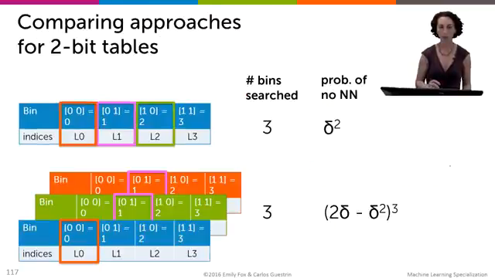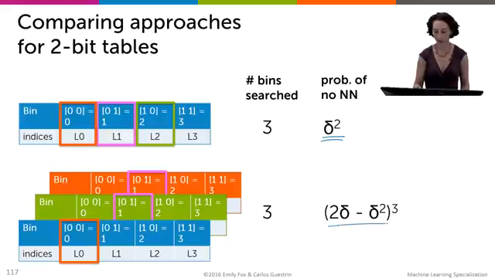Okay, so to recap, if we looked at 3 bins in one hash table, then the probability of not finding our nearest neighbor after completing the search of those 3 bins was delta squared. But if we defined 3 hash tables and only in each one searched 1 bin, so still a total of 3 bins searched overall, the probability of not finding a nearest neighbor is 2 delta minus delta squared, cubed.